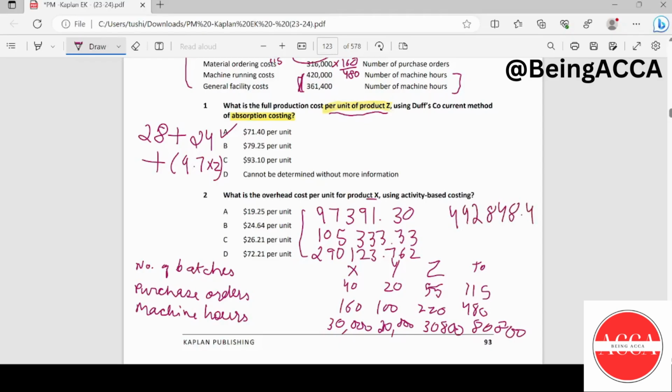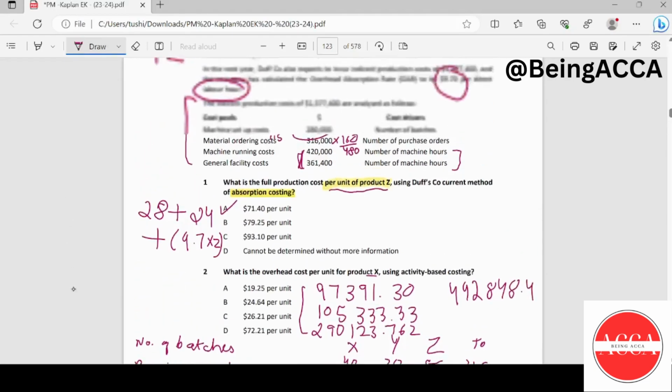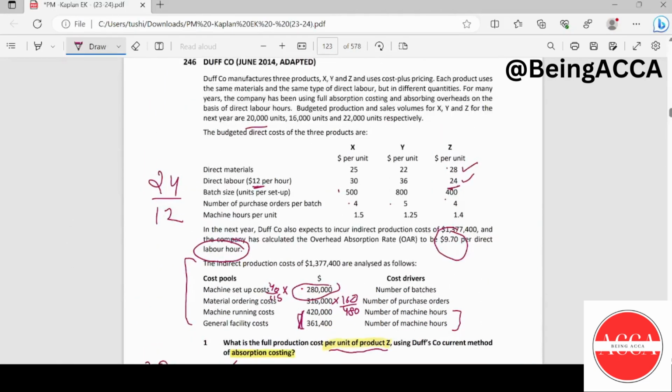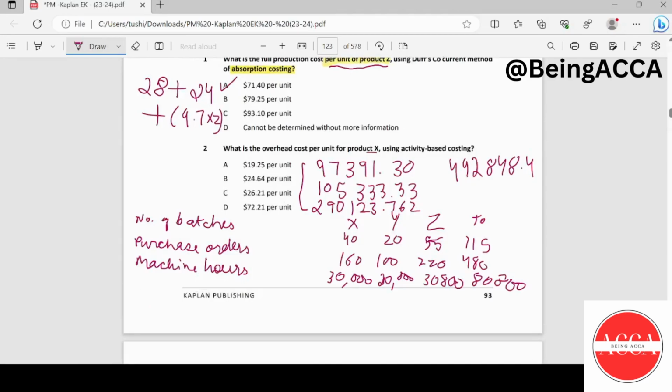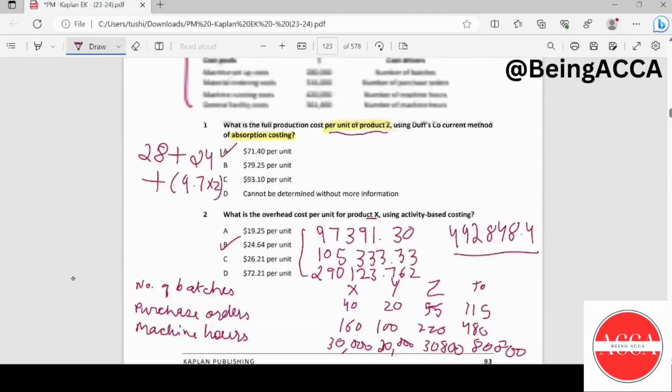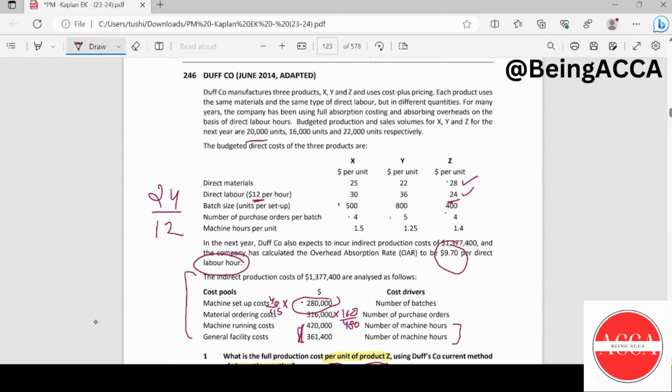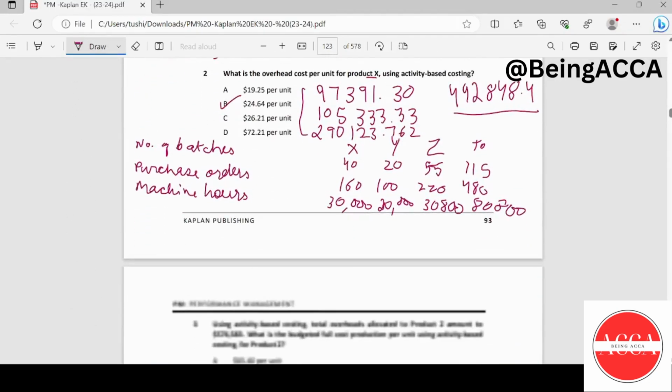Now I'm going to divide this by the total number of units for product X, which is 20,000, and this will give me my answer as 24.64, which is option B. This I have divided by the number of units, which was 20,000, right? And this gives me my answer as B.